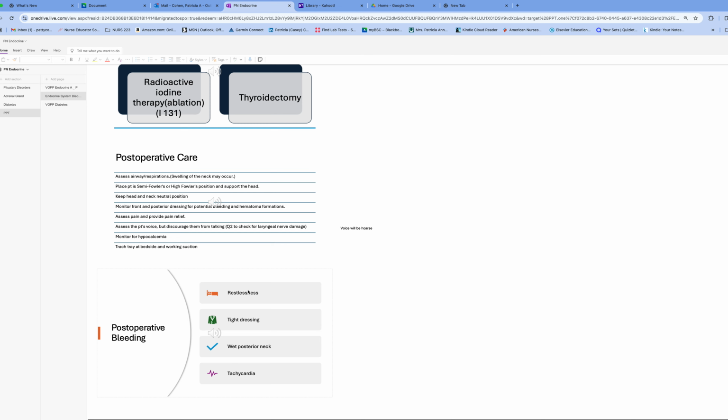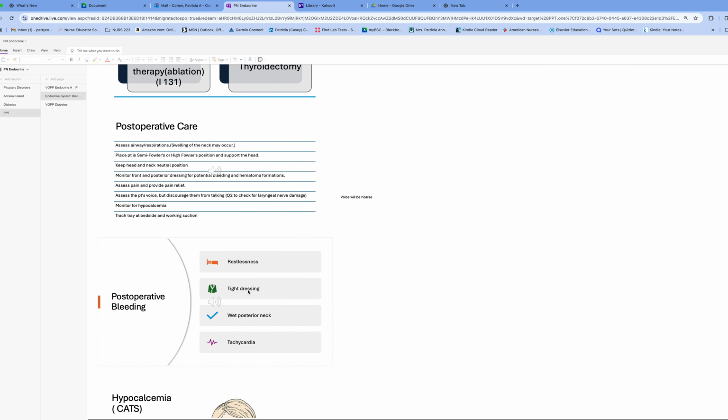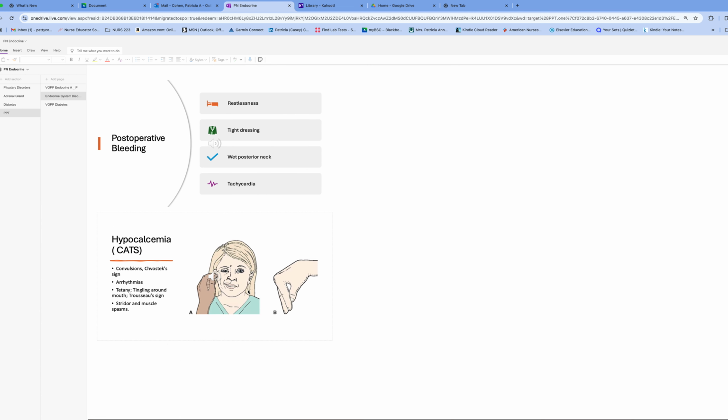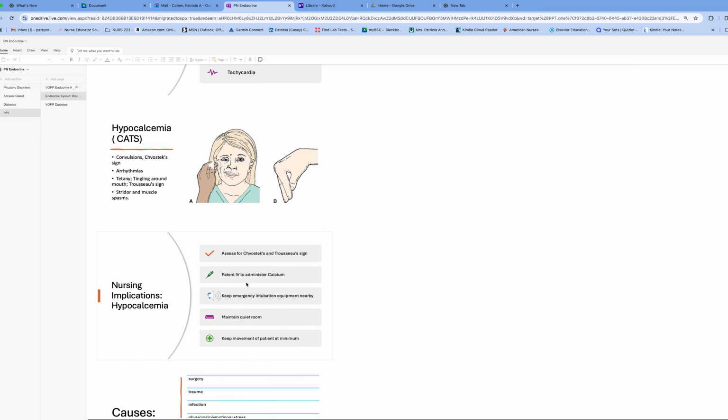So in terms of post-op bleeding, because they're losing blood, they're going to have tachycardia, restlessness, a tight dressing, and a wet neck. All right, hypocalcemia, you have to know the signs and symptoms of Chvostek's and Trousseau's. So make sure you can distinguish them. They could have dysrhythmias, and they could have stridor and muscle spasms. They could also complain about numbness and tingling in their fingers or toes, also circumorally, like around their mouth. They complain about that too. So you're going to assess for those signs.